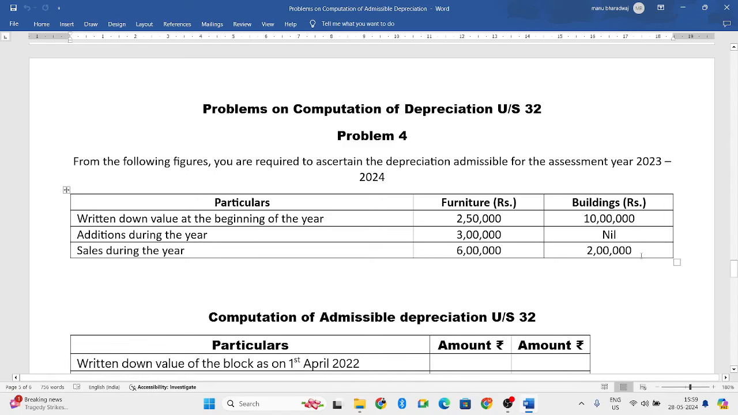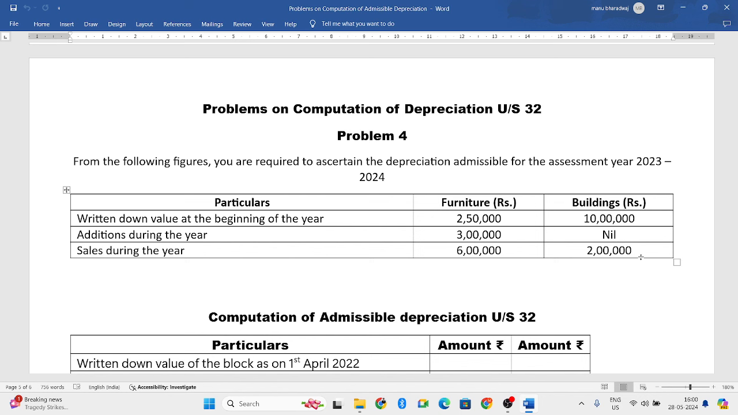In this particular video, we'll solve one more problem in which you need to compute the amount of admissible depreciation under section 32 of the Income Tax Act, 1961. The question is on the screen. Please take a screenshot of the question. From the following figures, you are required to ascertain the depreciation admissible for the assessment year 2023-24.